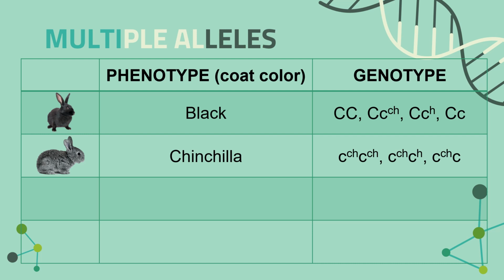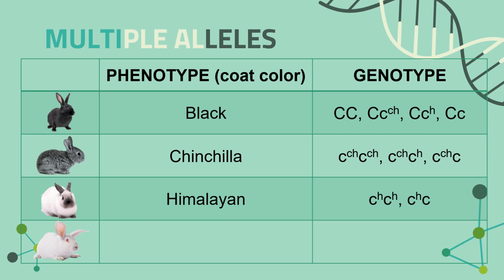The third one is Himalayan, having c^h as its allele. Himalayan is dominant over albino, so the possible genotypes are the following: c^h c^h, and c^h c. The last is albino, which is a recessive trait represented by lowercase c. So, what do you think is the possible genotype for this trait? You're right. We only have one genotype available for this one, which is cc.